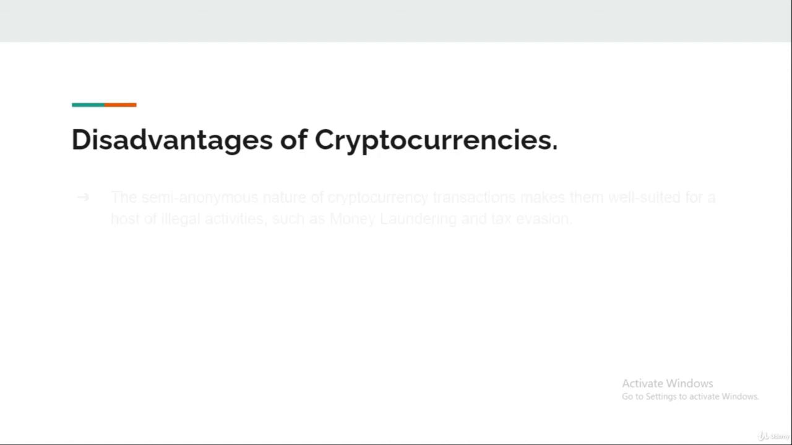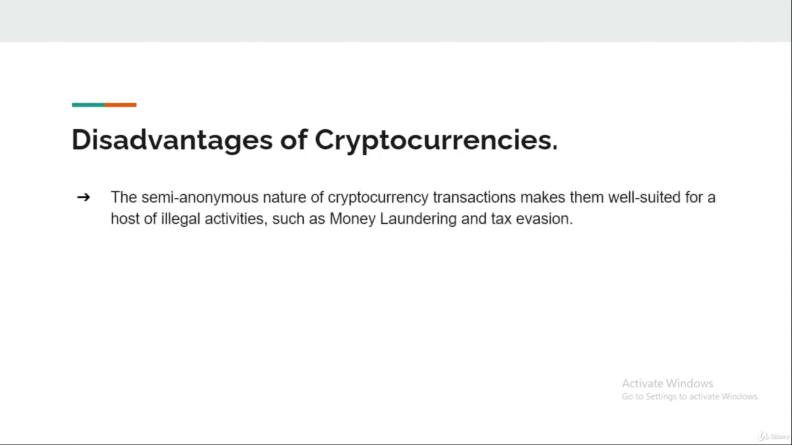The semi-autonomous nature of cryptocurrency transactions makes them well suited for a host of illegal activities such as money laundering and tax evasion. Well, the whole dark web works on this drawback, as all the payment methods of illegal activities are in the form of Bitcoins, which makes them perfect for scams like money laundering or tax evasion. On the other hand, the scammers are totally secured as after payment they cannot be tracked.